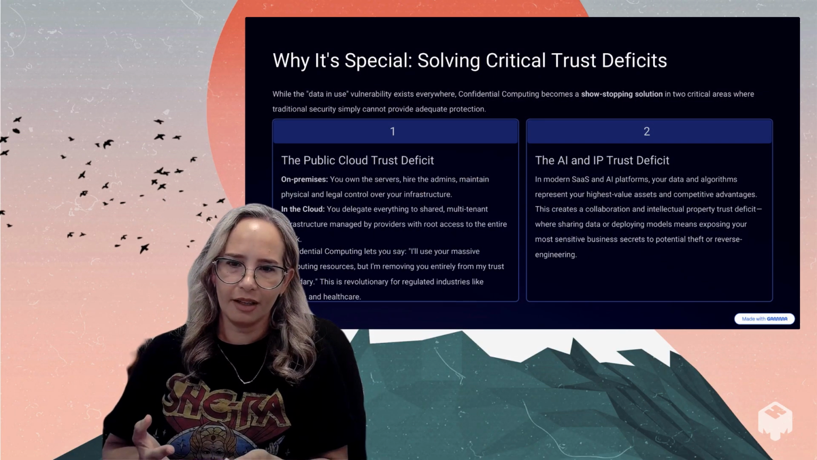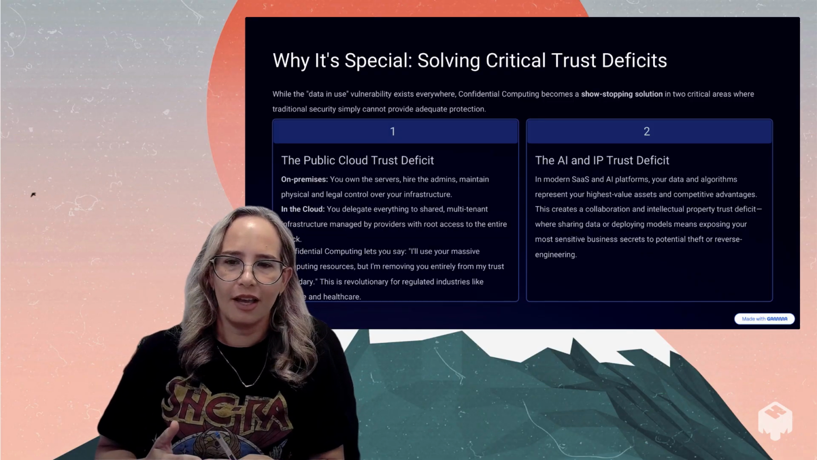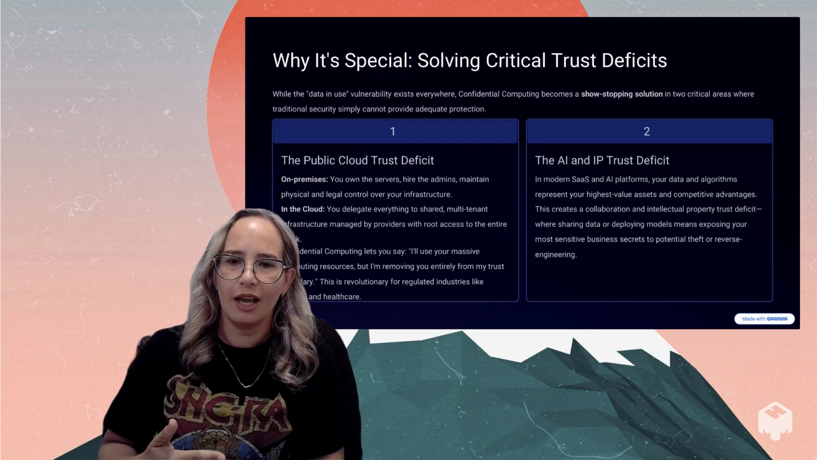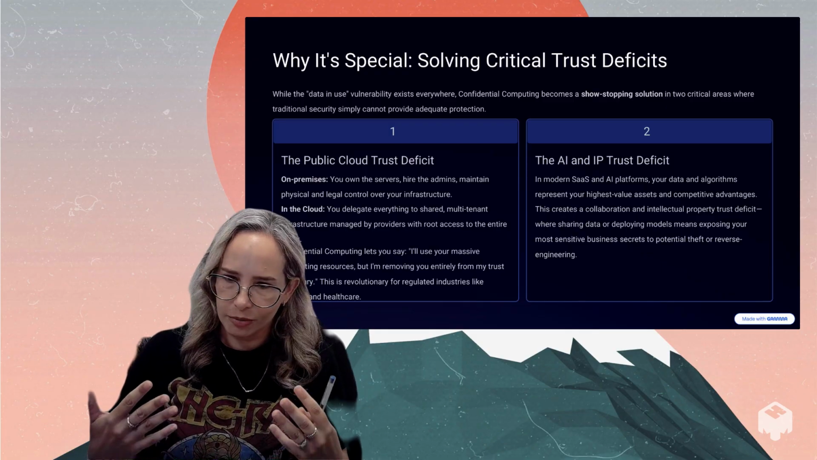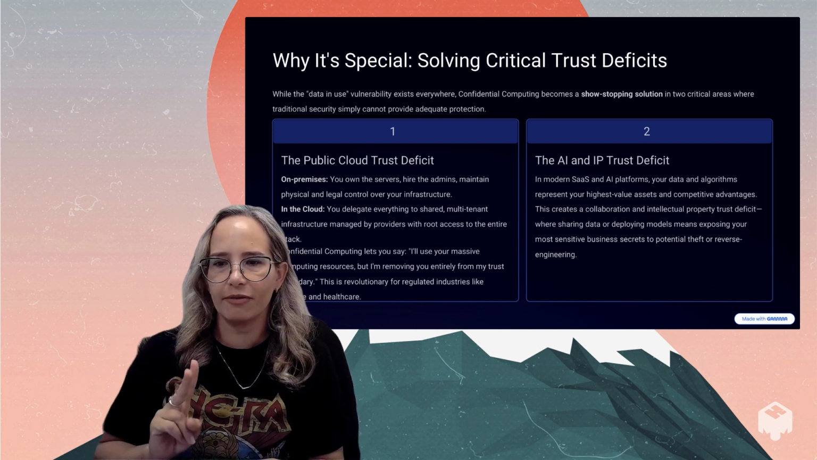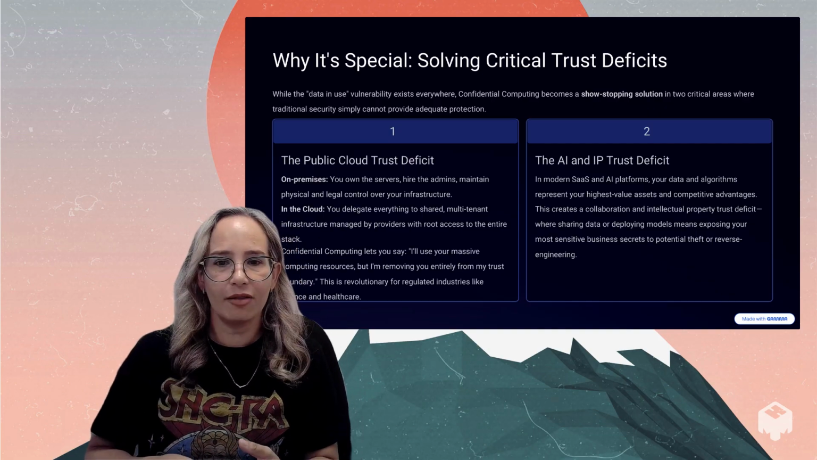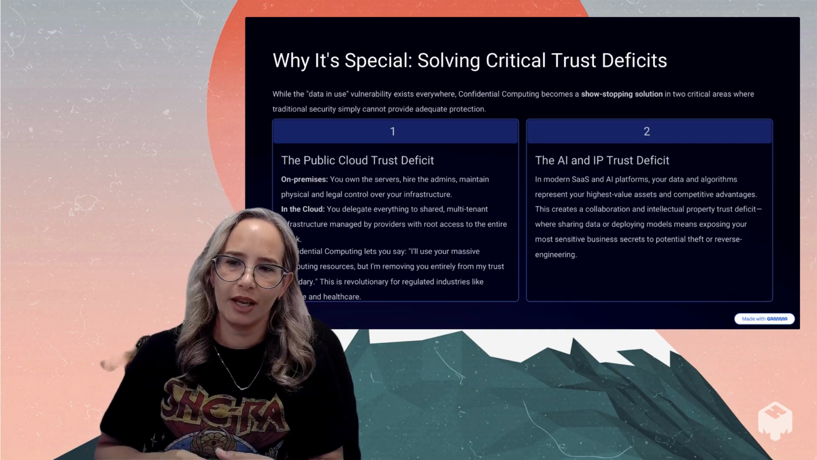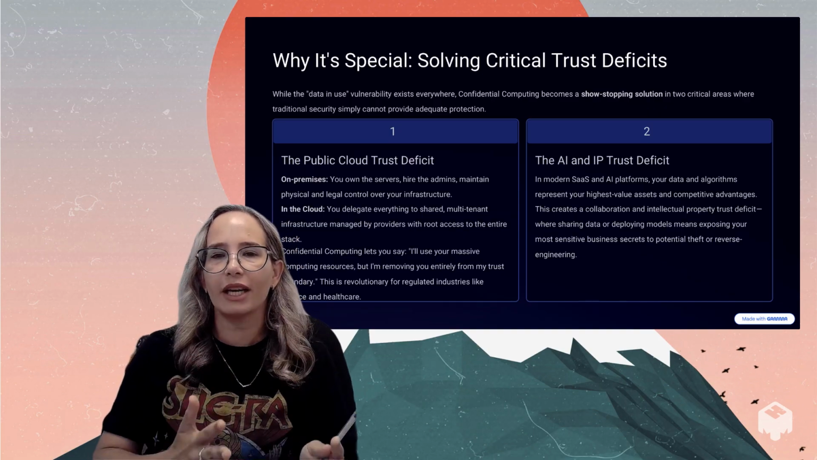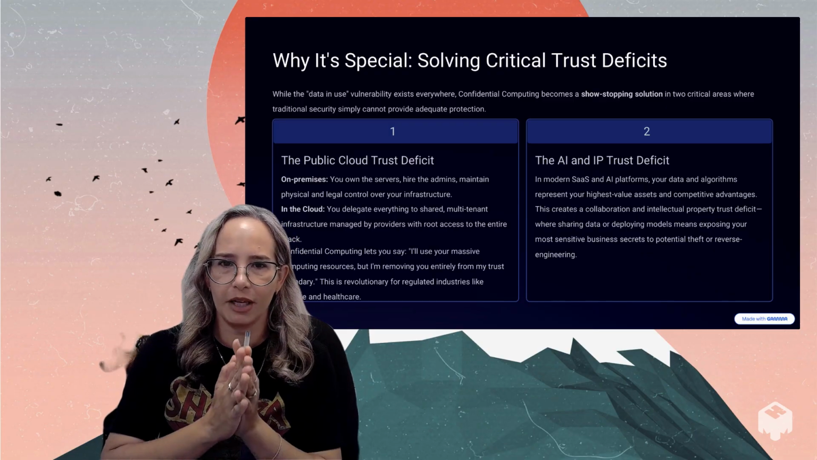You might be thinking that this data in use problem or vulnerability is a universal problem. It's not really special to the cloud, and you're right. This is a universal problem, but there are two specific areas where this vulnerability becomes critical, even a show-stopping problem, I would say, and confidential computing uniquely solves these two problems that I'm going to explain more about.